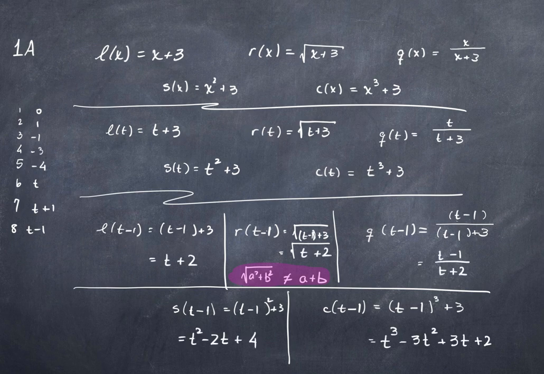Here are the answers to these evaluations. L of t minus 1 is t plus 2. R of t minus 1 is root of t plus 2. Q is t minus 1 over t plus 2. S is t squared minus 2t plus 4. And C is t cubed minus 3t squared plus 3t minus 3t squared plus 3t plus 2. If those aren't the answers you got, take a minute and go back and try to fix it.